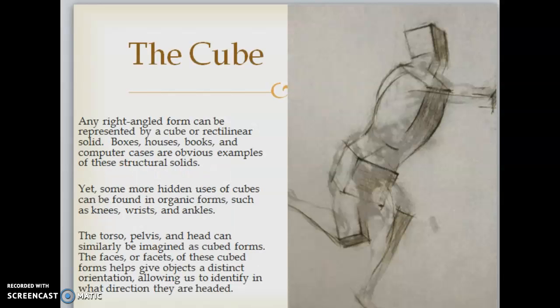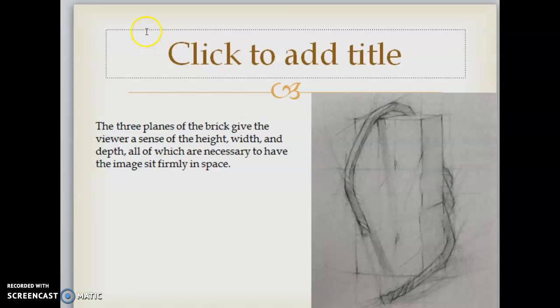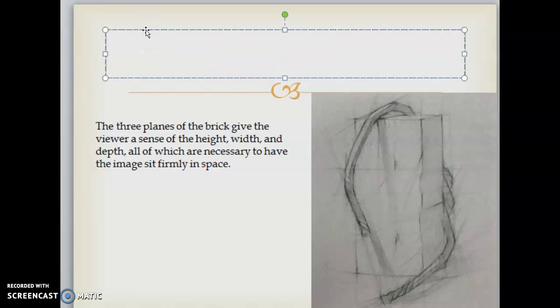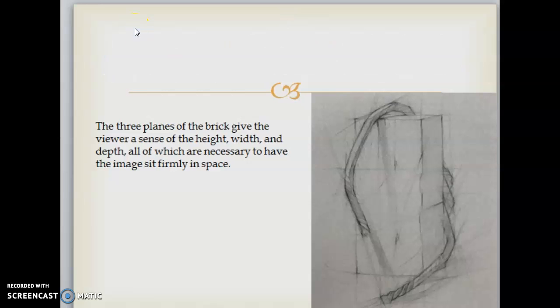The cube. Any right-angled form can be represented by a cube or a rectilinear solid. Boxes, houses, books, and computer cases are obvious examples of these structural solids. Yet some more hidden uses of cubes can be found in organic forms, such as knees, wrists, and ankles. The torso, pelvis, and head can similarly be imagined as cube forms. The faces or facets of these cube forms help give objects a distinct orientation, allowing us to identify in what direction they are headed. The 3 planes of the brick give the viewer a sense of height, width, and depth, all of which are necessary to have the image sit firmly in space.